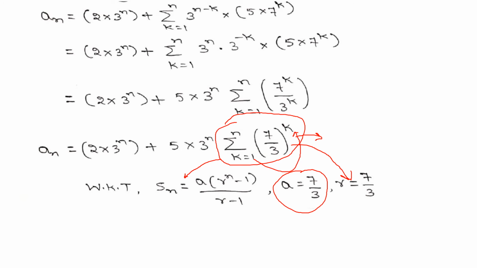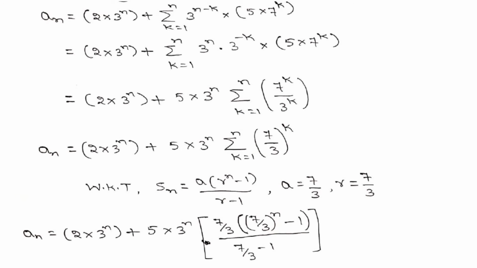Therefore, let us substitute the values of a and r in this formula. Here we have substituted the values of a and r in this formula. In the place of a, 7 by 3, and in the place of r, 7 by 3. Let us take the LCM in the denominator.